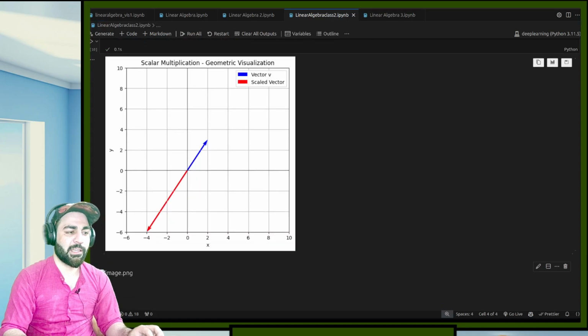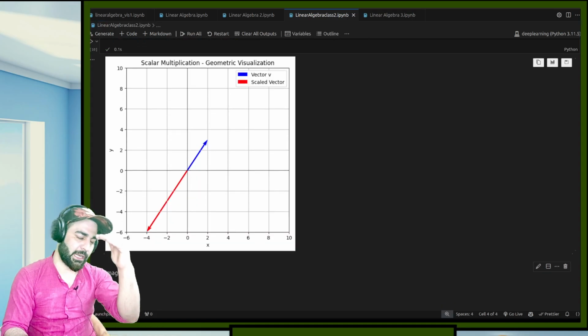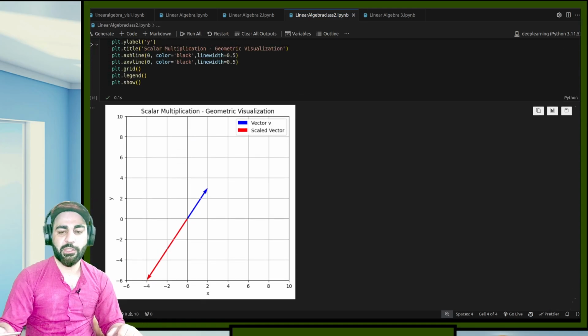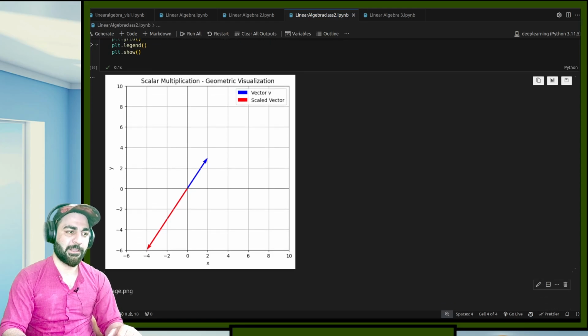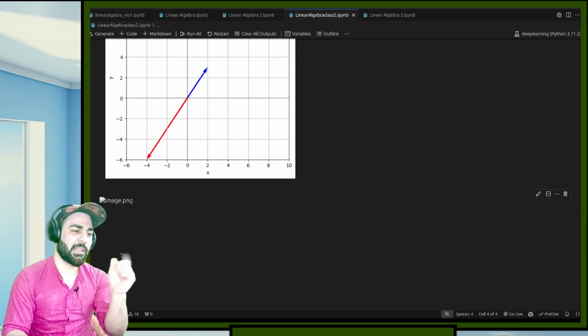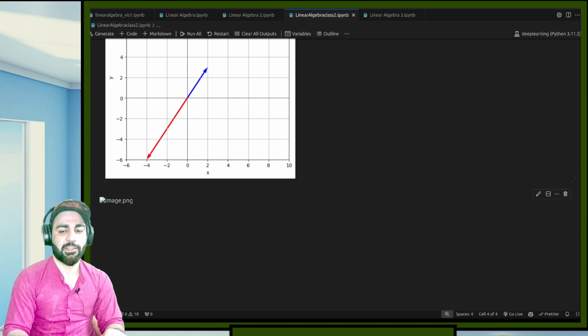So here you can see this is the original vector. It flipped it and has a length of twice as much as this, but the direction is opposite. So these are the 2 important operations on vectors. One is multiplication by a scalar, and one is vector addition.